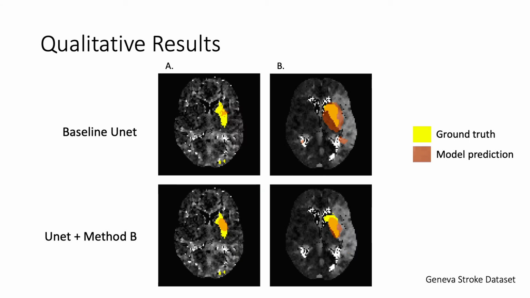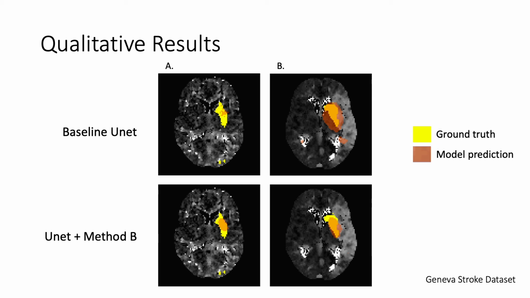To show you what this means in practice, here are two subjects, A and B, from the Geneva stroke dataset. In yellow, you can see the ground truth segmentation of the final lesion, so this is the more complicated task of prediction of the final lesion. And in brown-orange, you can see the model prediction. On the top row is the baseline attention-gated U-Net, and on the lower row, you can see the U-Net with method B, so our proposed Bayesian Skip Net with method B.